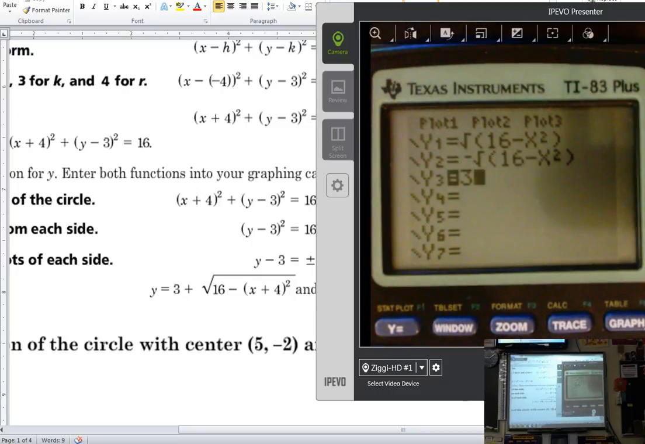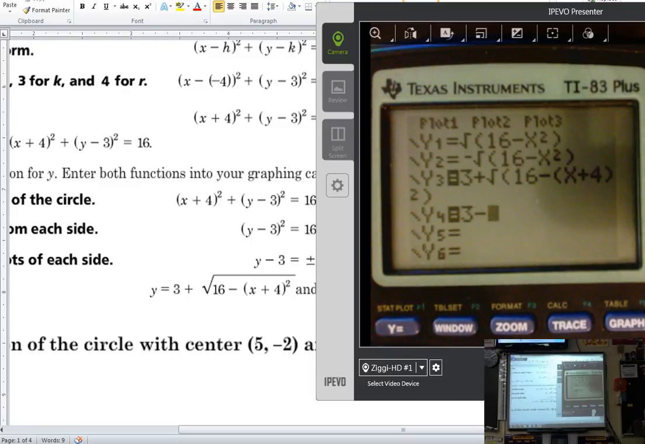So I've got 3 plus radical 16 minus the quantity x plus 4, close parentheses squared, close your parentheses for the radical. Do not forget to check, do I have as many parentheses closed as I have open? And now we wish we could copy paste, and there might be a function to copy.